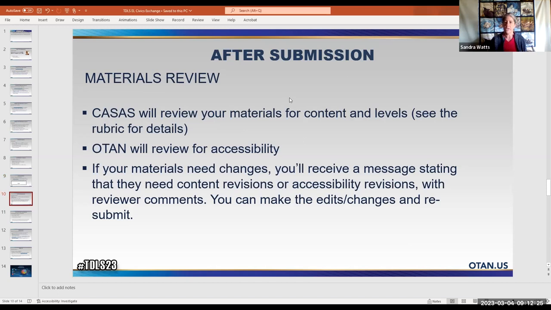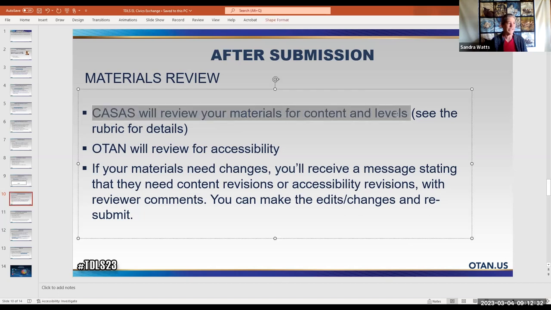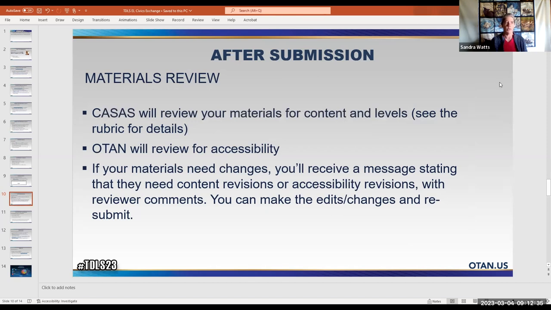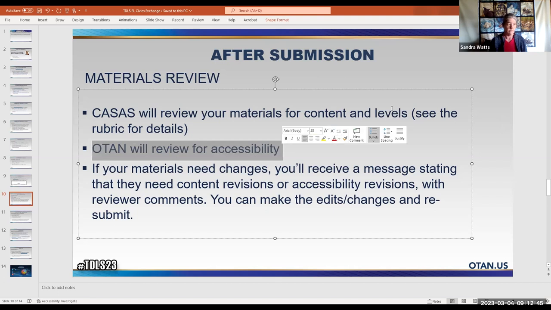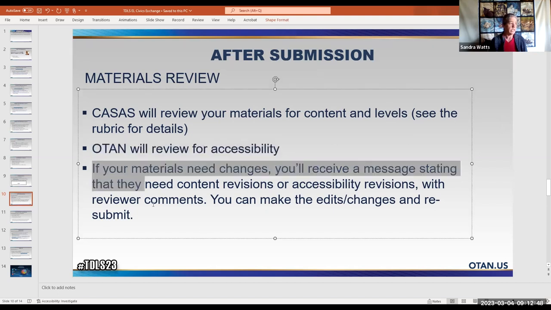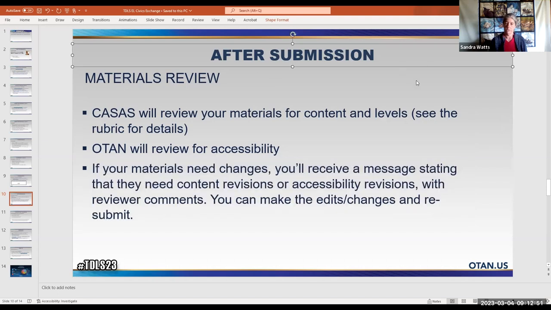Okay, so after you submit, here's what Karen and I were talking about. CASAS will review your material for content and levels. Again, they have that rubric that you can look at, and Margaret also uploaded it in the chat if you'd like it right now. Then it goes to OTAN for accessibility. If your materials need changes, you'll get a message from either CASAS or OTAN saying your materials need revisions, with the notes the reviewer put on what revisions you need. Then you make those edits and resubmit it. So they will get you through every step of the process.